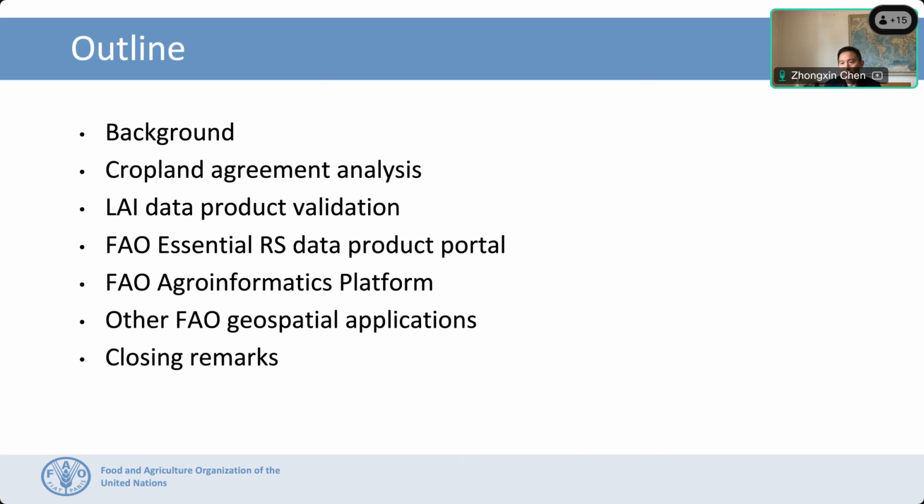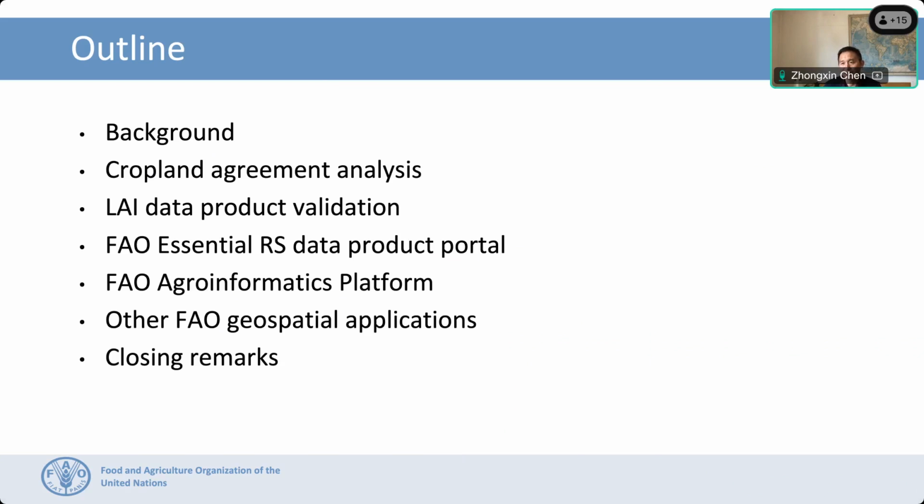So this is the outline of my presentation. Some words on the background. Actually, food and agriculture is relevant to everybody, and it's much larger than you imagined. So that's the first part. And then two case studies. One is on cropland agreement analysis. Another one is leaf area index data product validation.